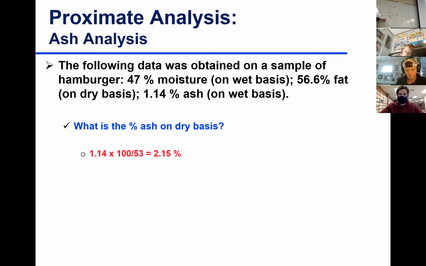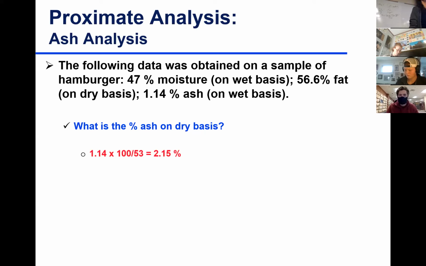But here is the explanation: I'm looking for X grams in 100 grams solids, and I have 1.14 grams and 53 grams solids because I subtract 47 from 100. I know how much I have total solids. Then I solve for X, calculate for ash on dry basis.